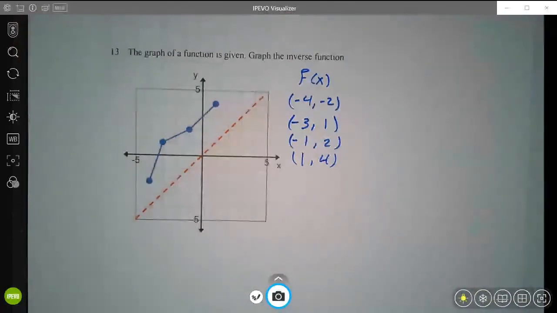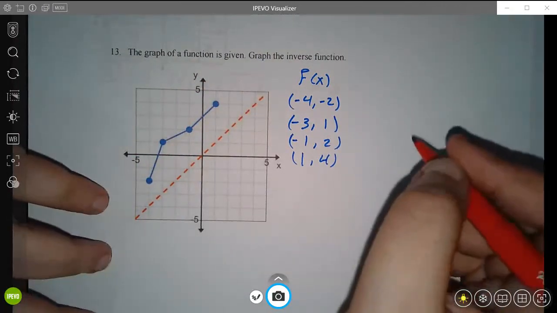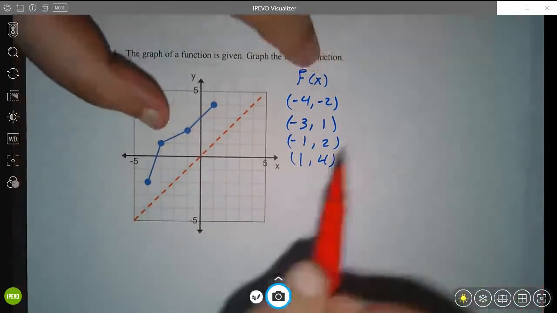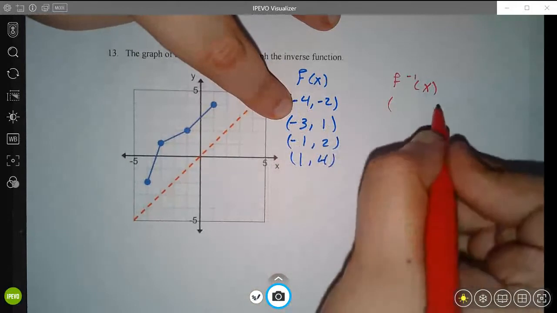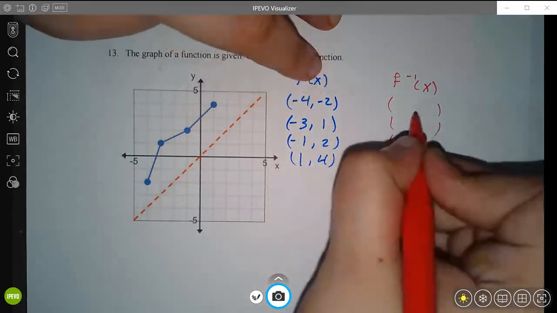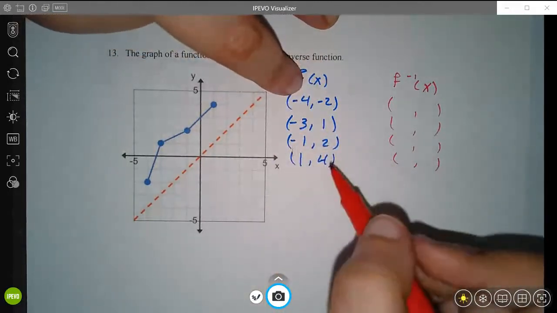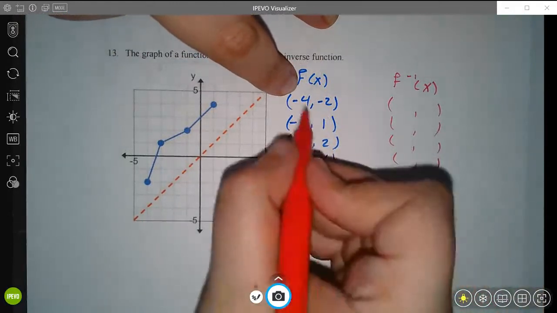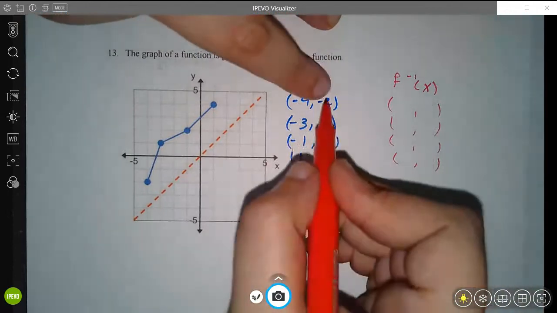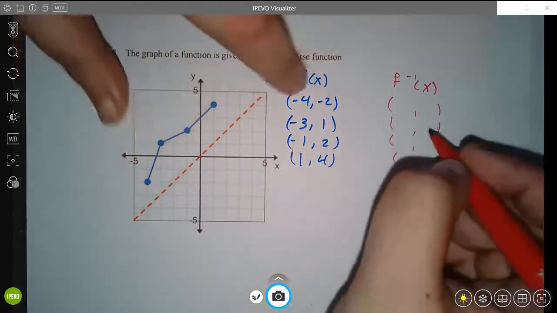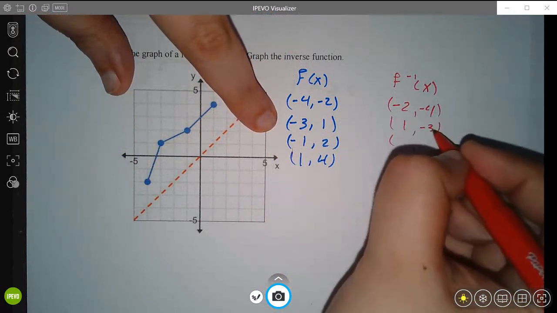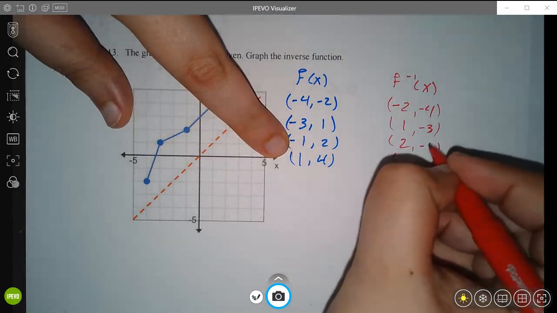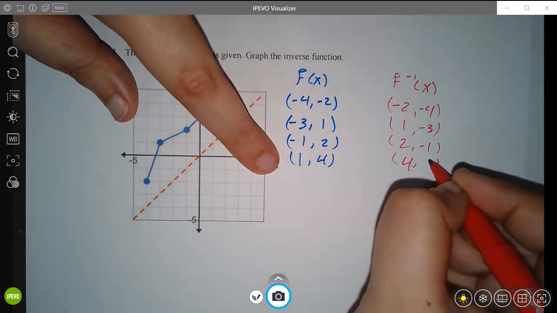So what is my f inverse? Hint: range, domain. For the inverse functions, they are switched, right? So all my x's, as far as f inverse is concerned, are going to be my y's, because the domain of this is going to be the range of the other. So all these x values are going to be written as y values, and all the y values are going to be written as x values. So -4, -2 becomes -2, -4. -3, +1 becomes 1, -3. -1 and 2 becomes 2 and -1. And 1 and 4 turns into 4 and 1.